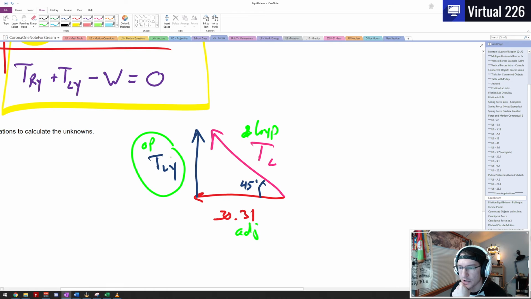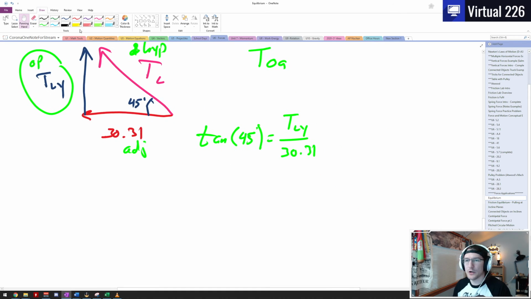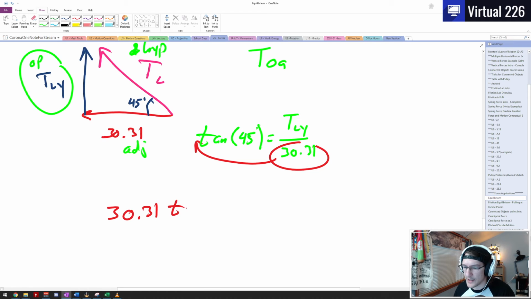If we want to solve for TLY, then we're looking for an opposite. We have an adjacent. That means we're using TOA, tangent. And we can say that the tangent of our angle, 45 degrees, equals the opposite, TLY, over the adjacent, 30.31. So we can just multiply by the denominator. So we'll have 30.31 times the tangent of 45 degrees equals TLY.